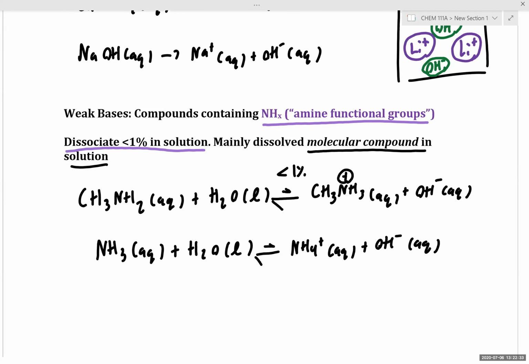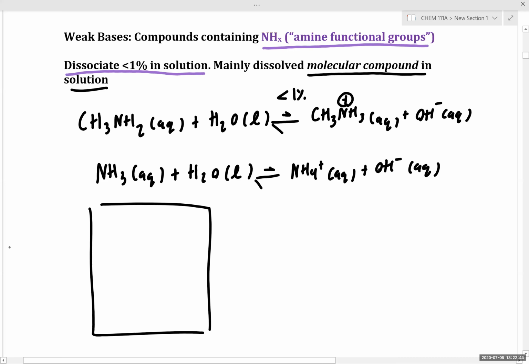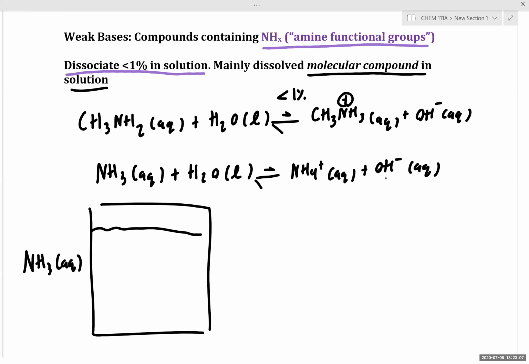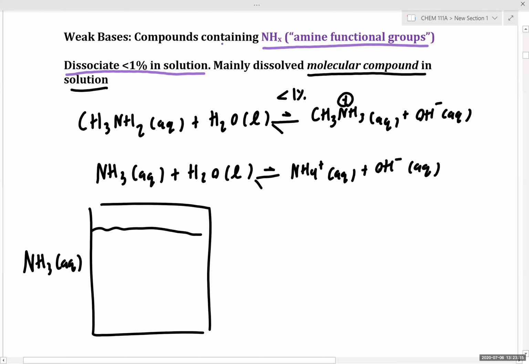Okay, so now that we have this all set up, let's draw a picture of what weak bases look like in solution. Let's suppose we're looking at a picture of ammonia in solution. Following our definition of weak bases, should I draw mainly ammonia molecules or hydroxide ions? What is the major species in solution? Ions or molecules? For weak bases, what's the major species in solution? Molecules. Okay, so I'm going to draw mainly ammonia molecules.